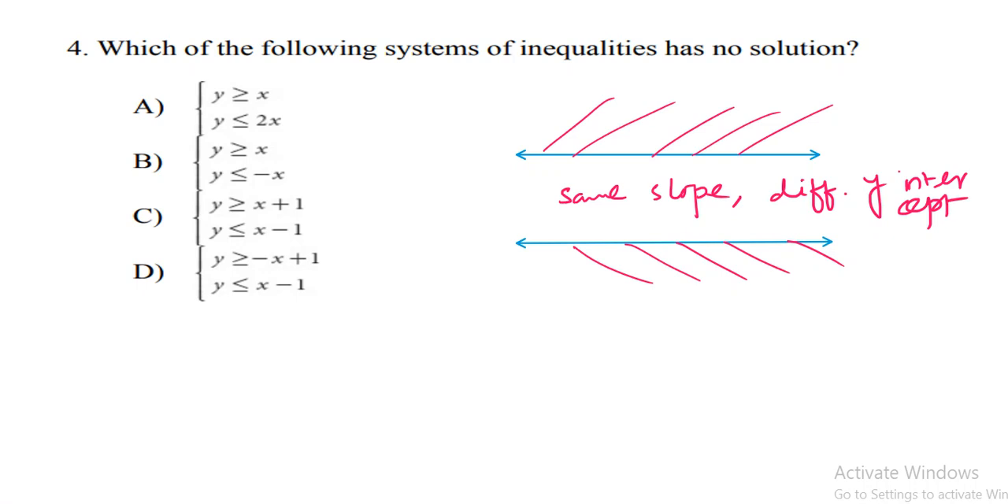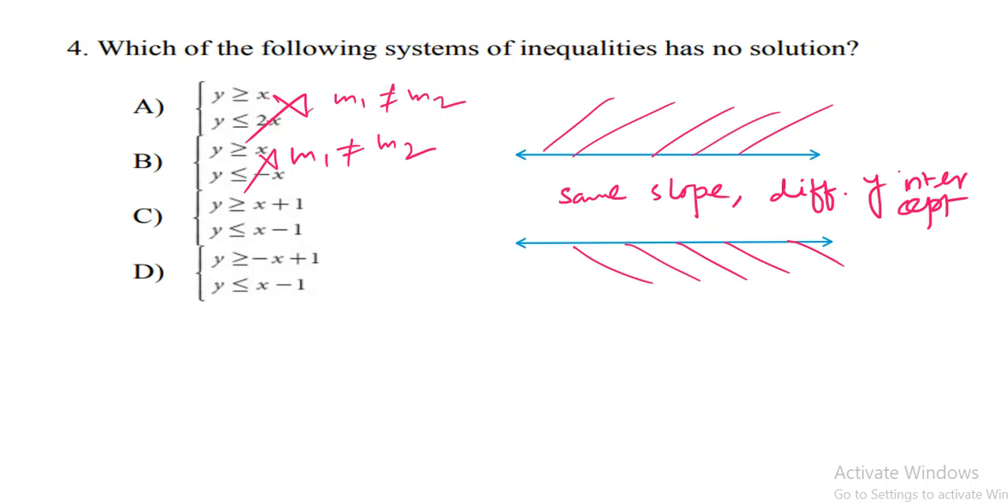The slopes in option A are different, m1 and m2, so eliminate this choice. m1 is not equal to m2. The same for option B. This is also not equal. m1 is 1 and m2 is minus 1, and here m1 is 1 and m2 is 2, so here also the slopes are different. So this option will be cancelled out because of different slopes. Minus 1 x means minus 1 and x means 1.